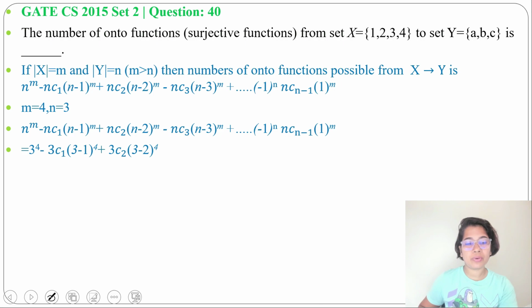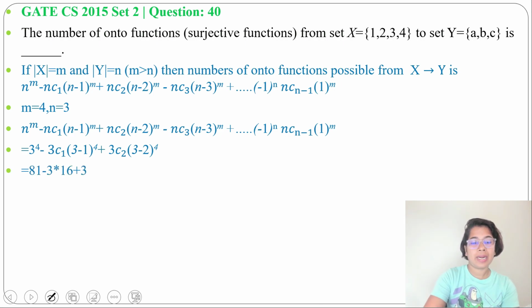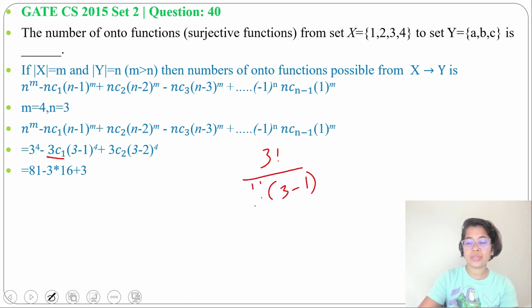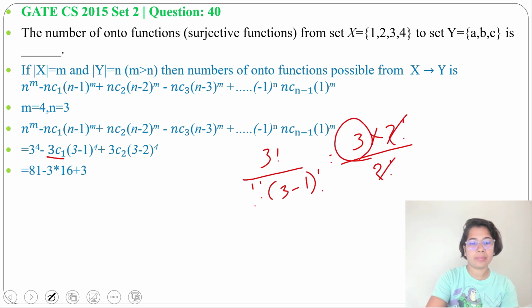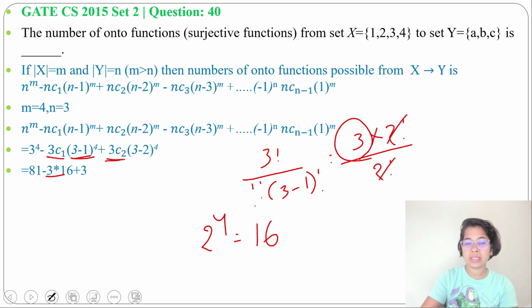Now 3^4 is 81, and 3C1 is 3 factorial divided by 1 factorial times (3 minus 1) factorial. So 3 multiplied by 2 factorial divided by 2 factorial. 2 factorial we cancel, it's 3. Then 3 minus 1 is 2, 2^4 is 16. Next 3C2 is 3, and 3 minus 2 is 1, 1^4 is 1.